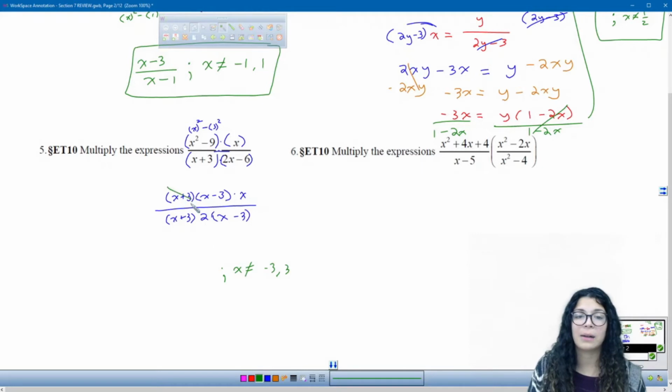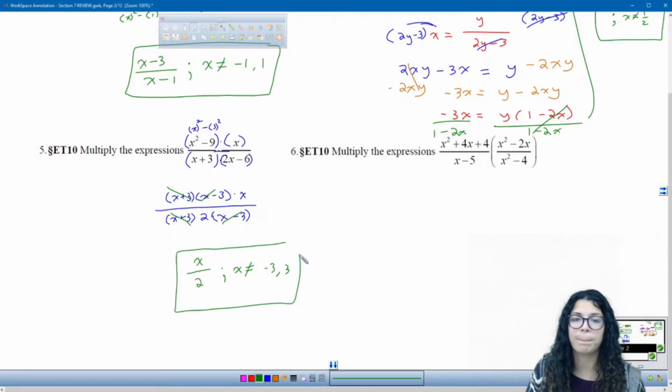Then we can go ahead and cancel out common factors. x plus 3 cancels, x minus 3 cancels. So we end up with x in the numerator, 2 in the denominator, and that is the simplest form. All right, let's move on to number 6.